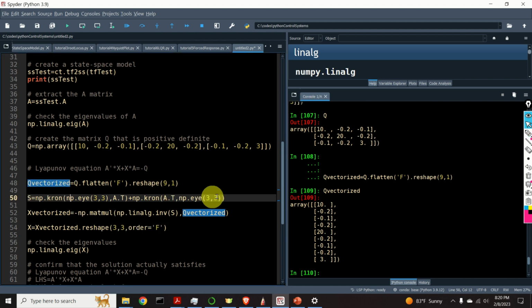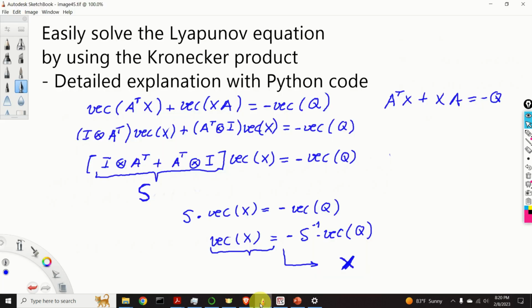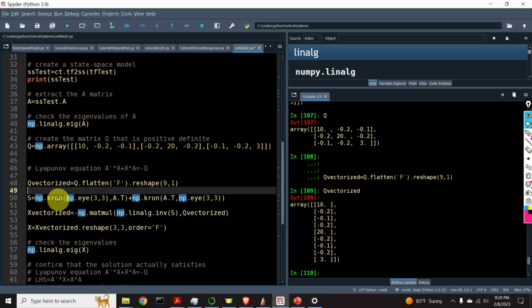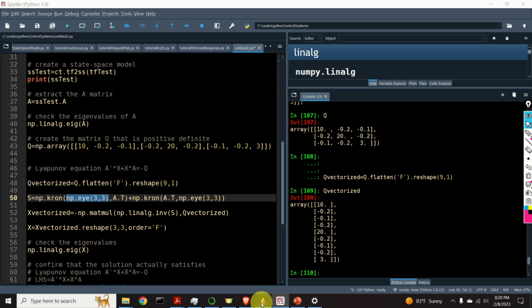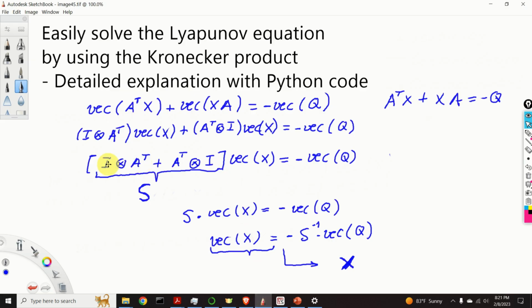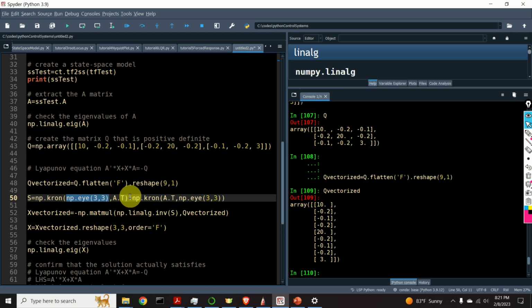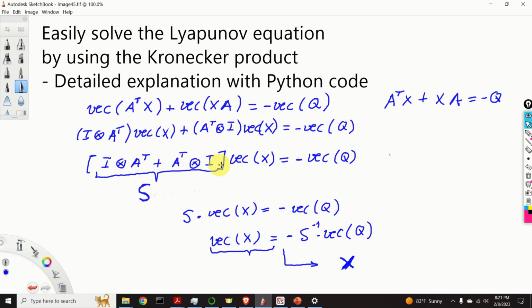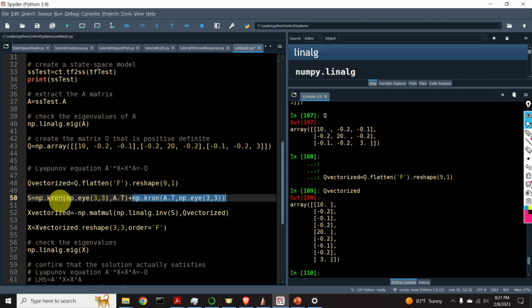Okay, next, let's form our matrix S. Here's our matrix S. We need to form this matrix. Let's do that. I will take the Kronecker product of identity and A transpose, and consequently, I obtain this part over here. Identity Kronecker A transpose, that is, here it is. Next, the second term is A transpose times identity in the Kronecker product. Consequently, it's the second term over here. And here's my matrix S obtained by simply summing these two terms.